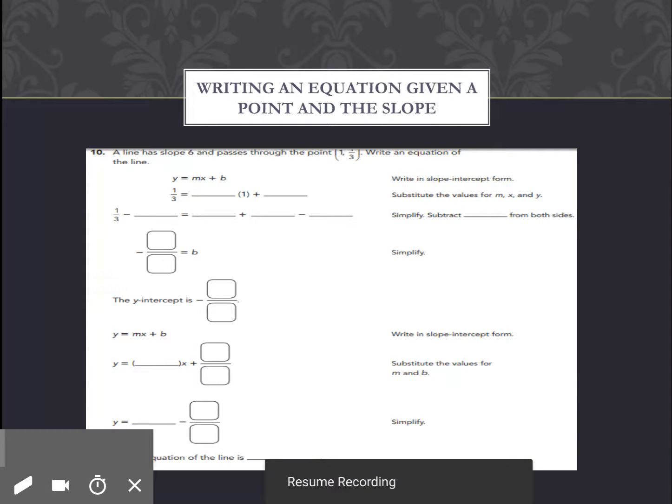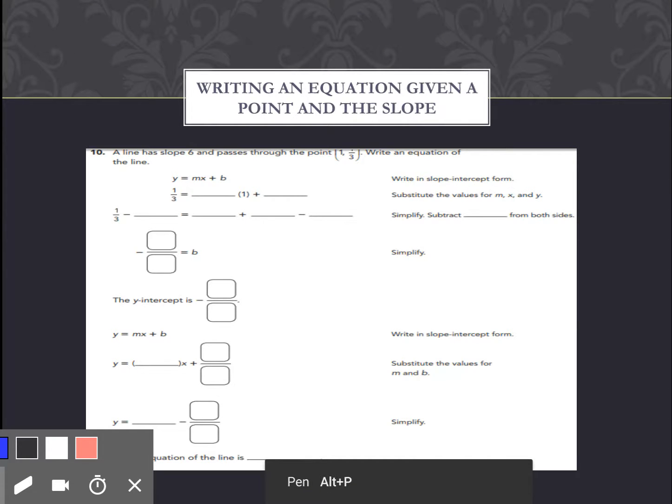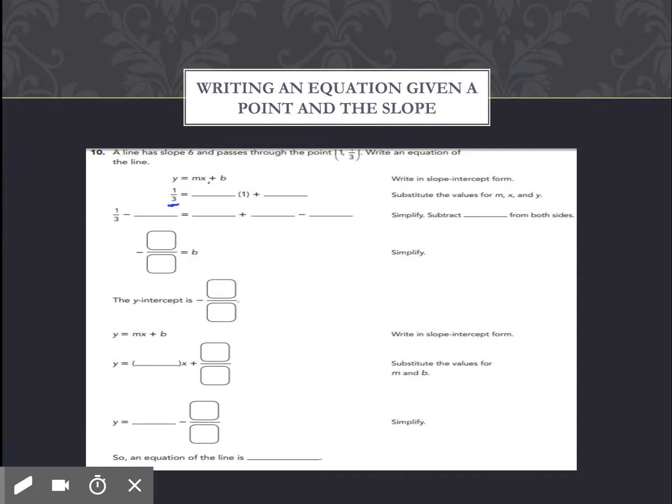Okay, so let's do number 10. A line has a slope of 6 and passes through the point x of 1, y of 1/3. I apologize for cutting that off. So we want to write the equation of the line. As you can see, they already wrote 1/3 in there for us for the y. We're going to plug the slope into the m place here. They already plugged the 1 in for the x, and then we're just going to have plus b. So now we're going to do inverse operations here. Because 6 times 1 is 6, we're going to be subtracting 6 from both sides.